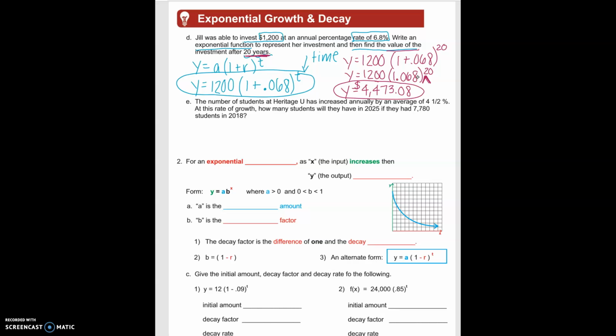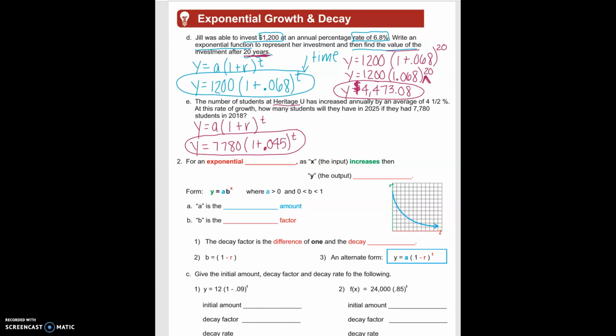Well, you should have gotten an answer of $4,473.08. And remember, word problems, word answers, and units at least. So you should have a dollar sign too. So give it a try here about Heritage University.